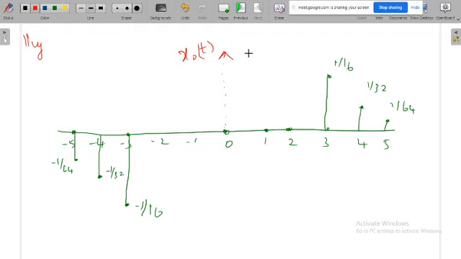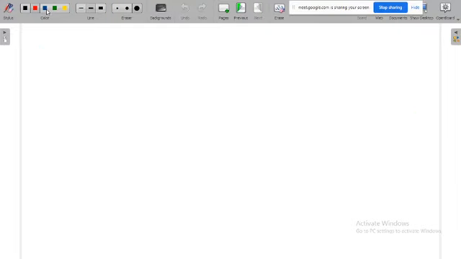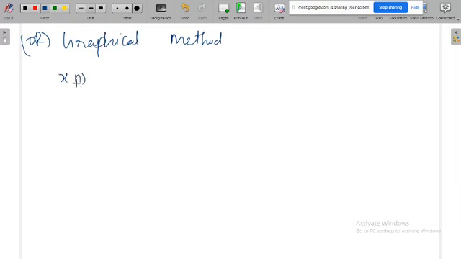Now, finally, we got the mathematical equation, and from that mathematical equation we have drawn the graph. So now how to go by the graphical method? Graphical method means from the beginning itself we have to draw the graph. So what is the given x of n? x of n is equal to 1 by 2 power n u of n minus 3. Okay, this is the given question.